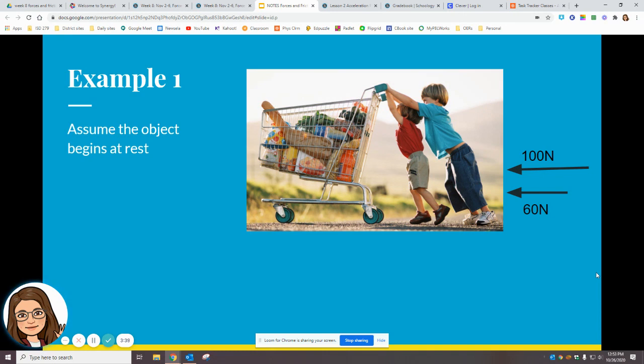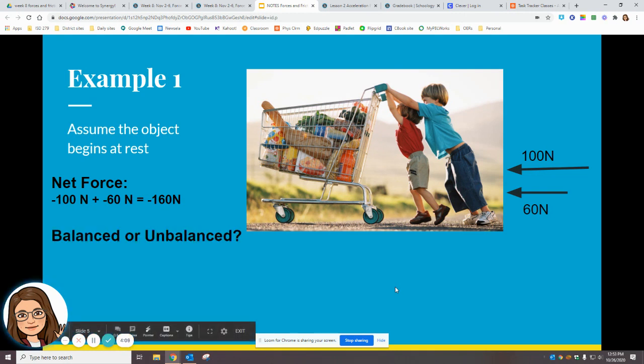So we have a picture of two boys pushing a shopping cart. The one boy is pushing with 100 newtons towards the left, and one is pushing with 60 newtons to the left. You do this the same way I just did in the example. If I'm going to combine them to find a net force, the 100 newtons and the 60 newtons are both pointing left. So I would have negative 100 newtons plus negative 60 newtons to get negative 160 newtons.